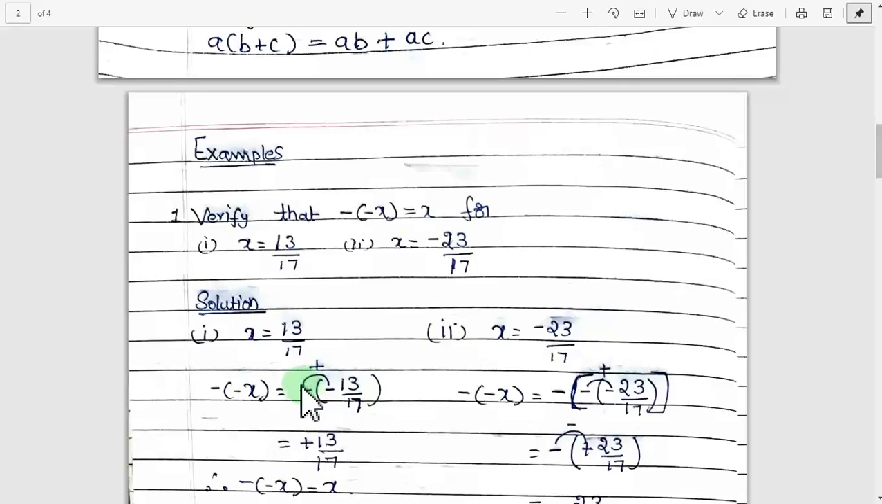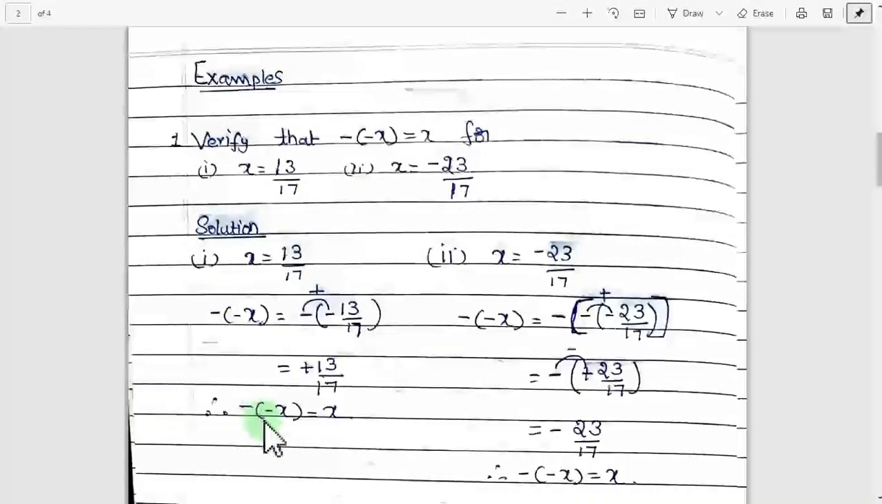As you have learnt in 7th standard, when minus and minus come in between brackets, you have to apply the multiplication rule for sign. Minus and minus becomes plus, and 13 by 7. What did we get here? This is the value of x. So we can say, minus into minus x is equal to x. The x value only we got. We found minus into minus x.